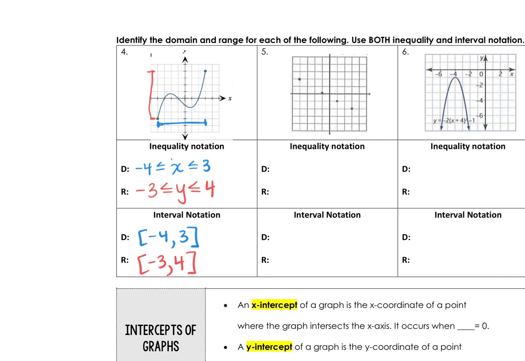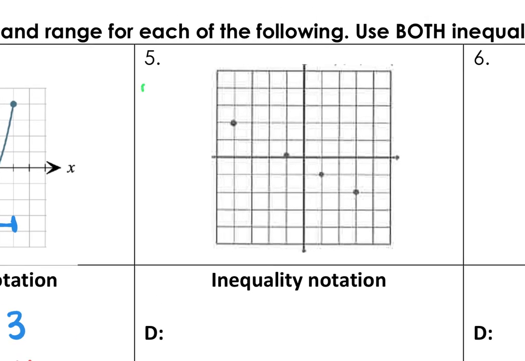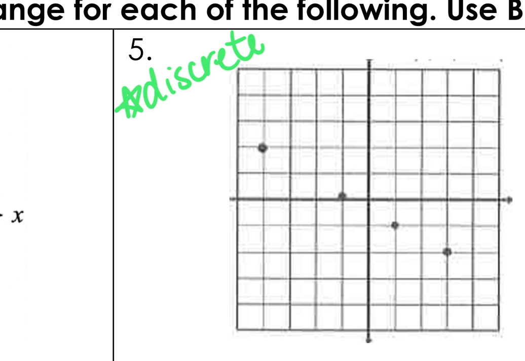All right, number 5, which is the easiest one because number 5 is not a continuous graph. Number 5 is discrete. I'm going to put a little extra note here. This is a discrete graph. There's no data from here to here or here to here or here to here. So the only values that exist are the x and y values of the exact points that are plotted. So when you have discrete points like this, you're just going to list the x and y values.